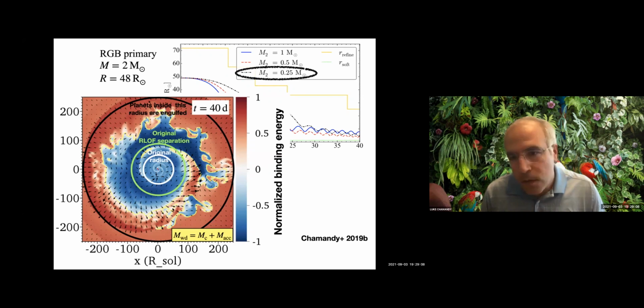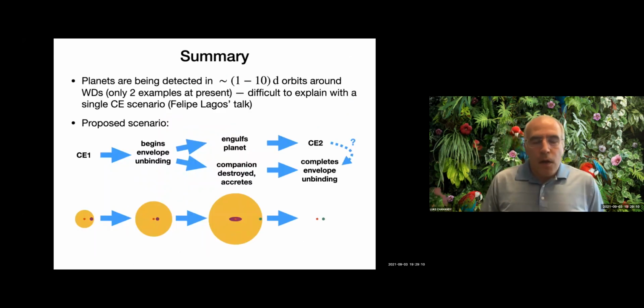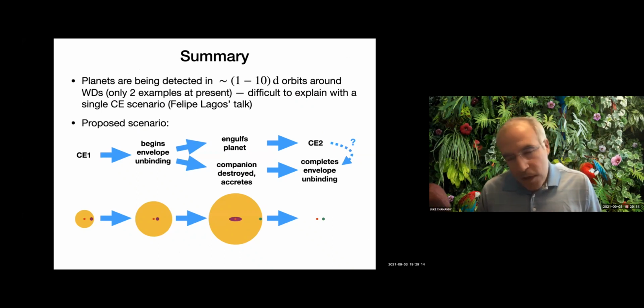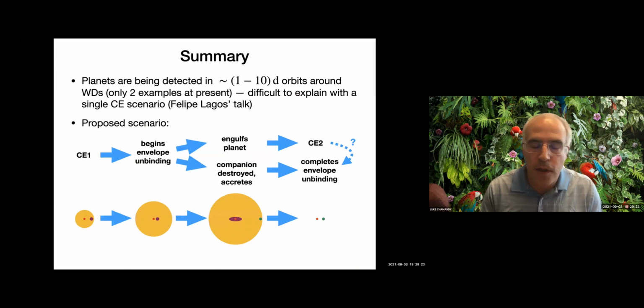So, what to say about that previous slide is just that it seems possible that you have a more massive companion and then you can engulf the planet immediately during the plunge-in. And that is perhaps a more realistic scenario. You don't have to worry about the brown dwarf desert, etc.